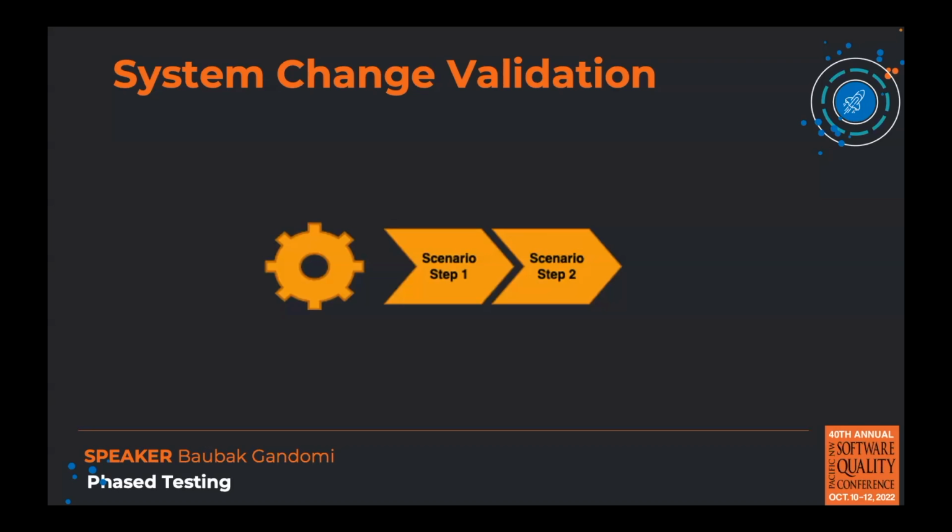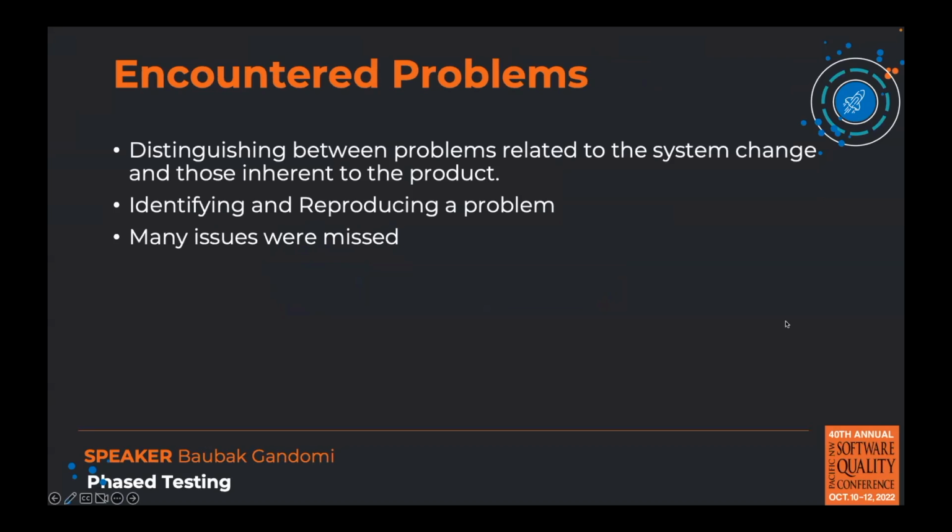Thank you very much. So another way was that we would just perform an upgrade on the system and simply run our tests and hope that they would go well. But there were a lot of problems, and finding bugs was always leading to a lot of frustration for a lot of reasons. One was that it was very hard to distinguish between problems related to the system change and those inherent in the product.